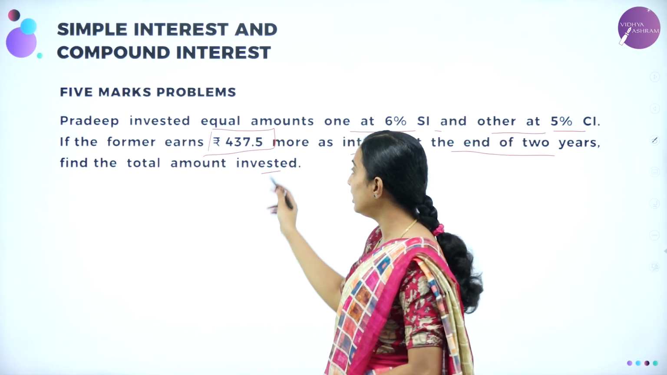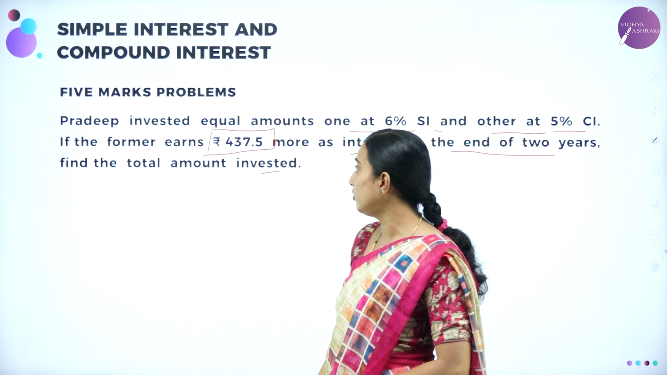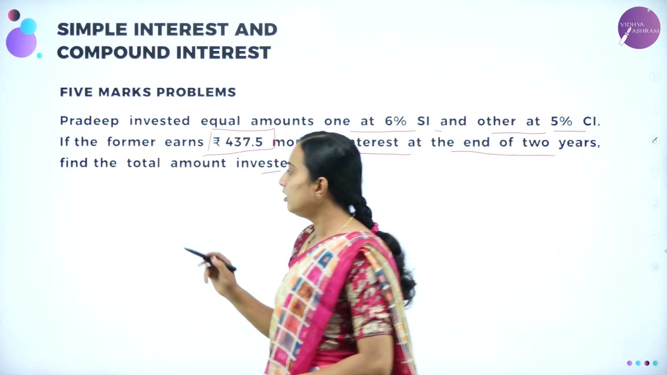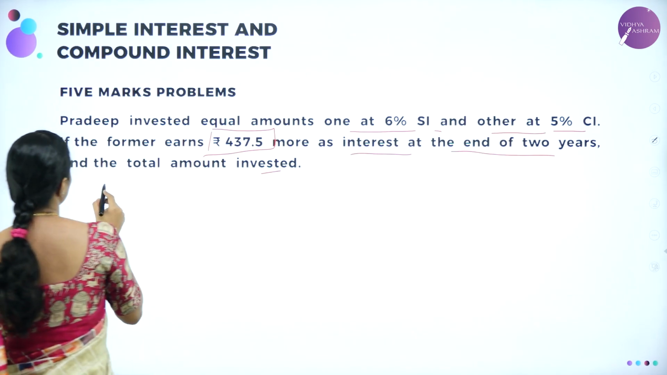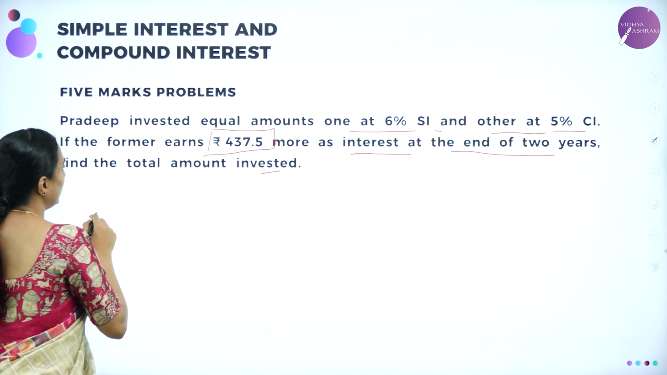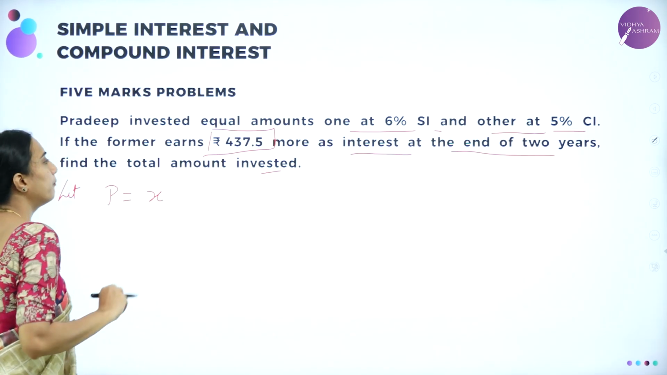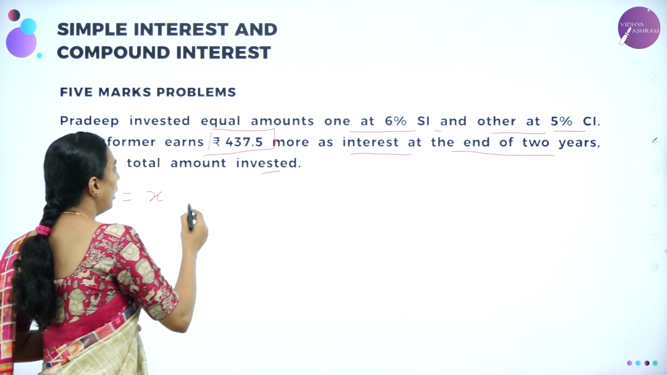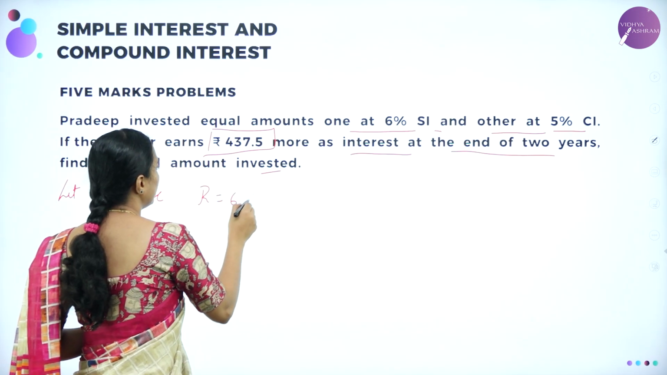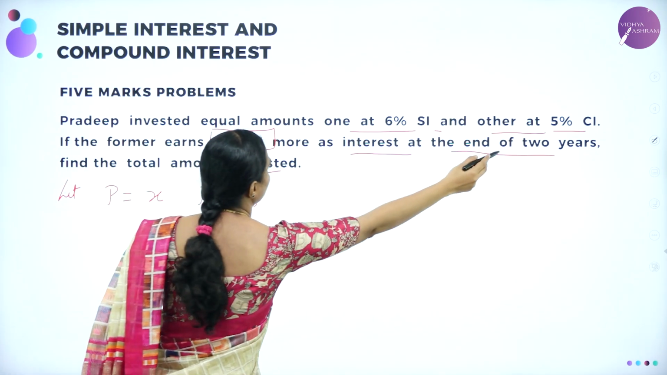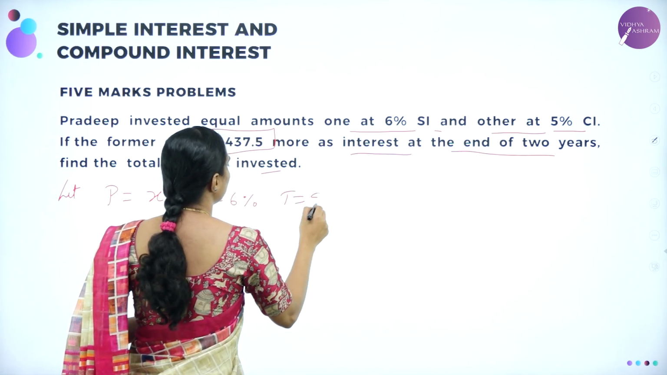He is going to gain the profit of 437.5, with simple interest of 6% and compound interest of 5%. Now let me calculate what is SI here. So P, they have given it as what? Let P be equal to X. Okay, the amount invested we don't know. So R they have given as 6%. After 2 years they have given, yes, after 2 years. Therefore T is equal to 2 years.